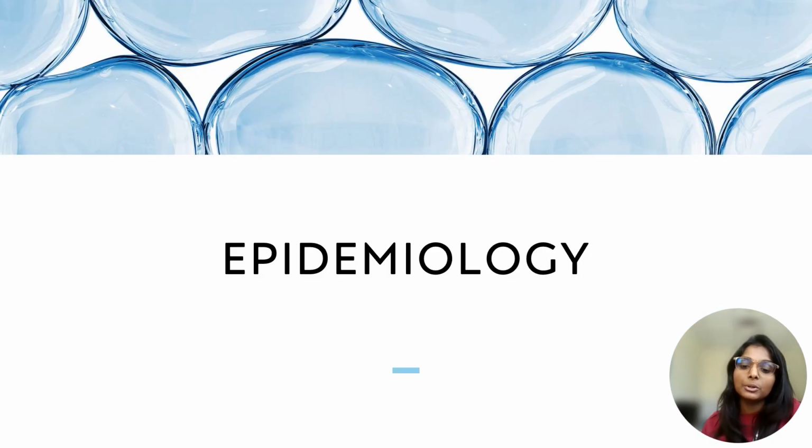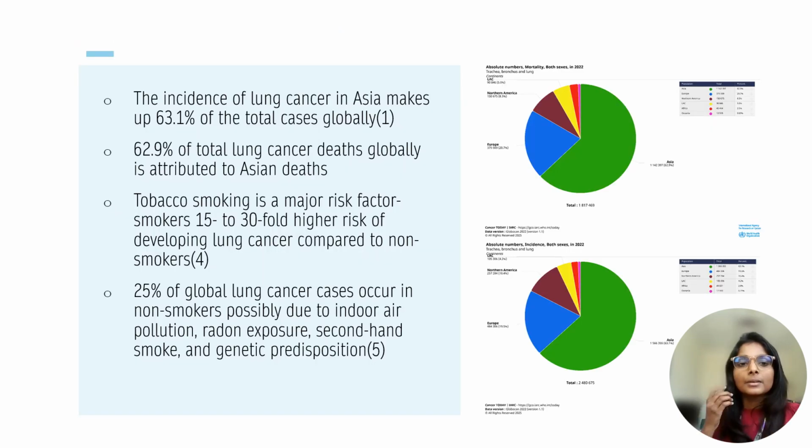Moving on to the epidemiology of lung cancer. The magnitude of this disease, especially in Asia, can be seen in these graphics. The incidence of lung cancer in Asia makes up more than half, 63.1% of the total cases globally. 62.9% of total lung cancer deaths globally is attributed to Asian lung cancer deaths.